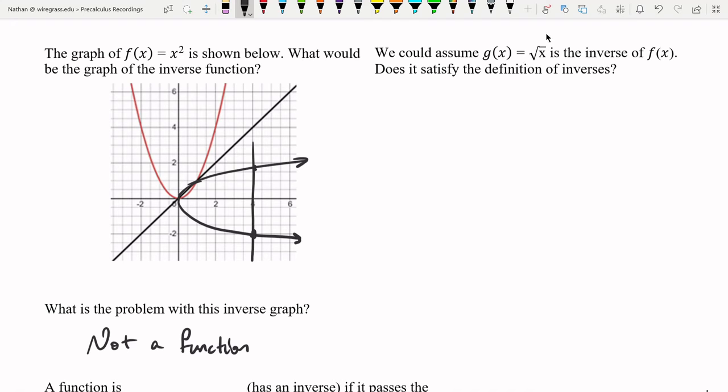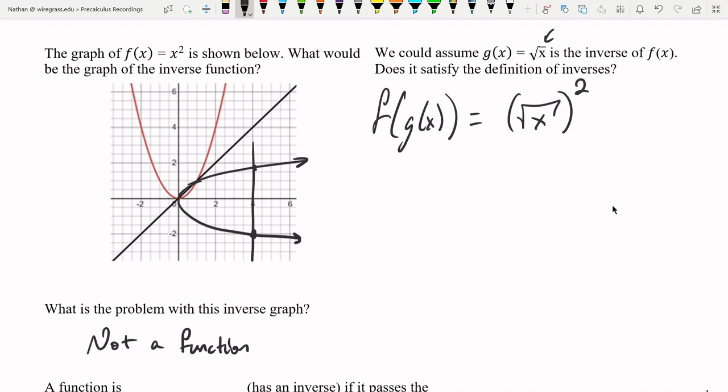Now, we could assume that the square root of x is the inverse of f of x, which is x squared. And that's what you would naturally assume, or naturally want it to be. The inverse of x squared should be the square root of x. And the question is, does this satisfy the definition of inverses? Well, all we have to do is compose them both ways. So f of g of x equals the absolute value of x squared. And this gives us x.